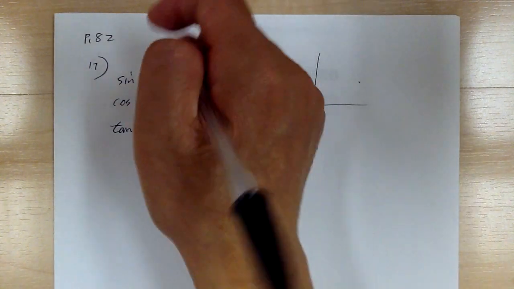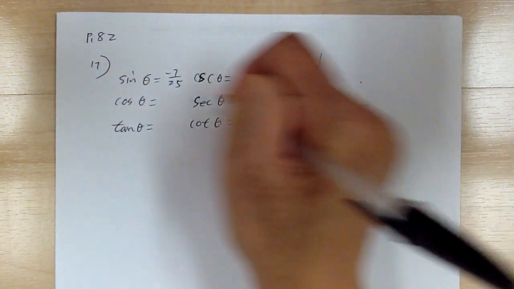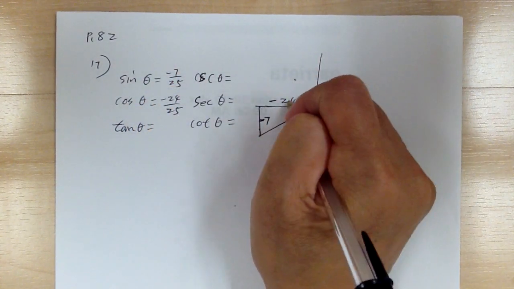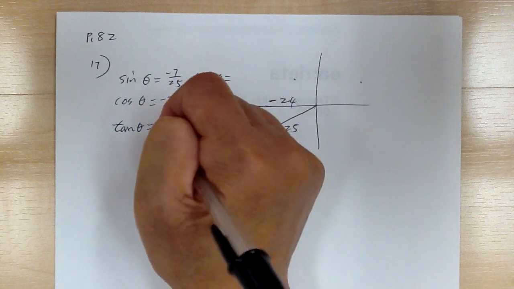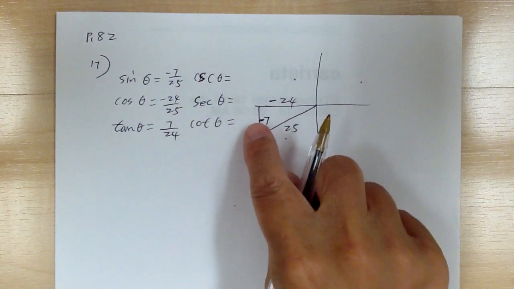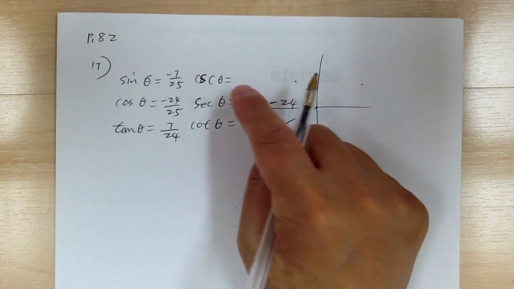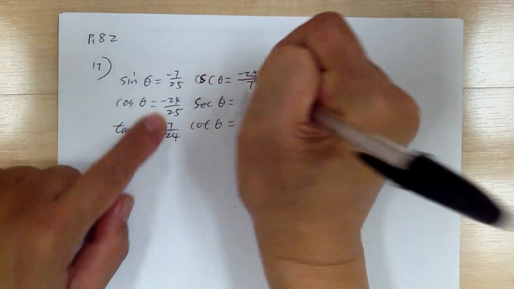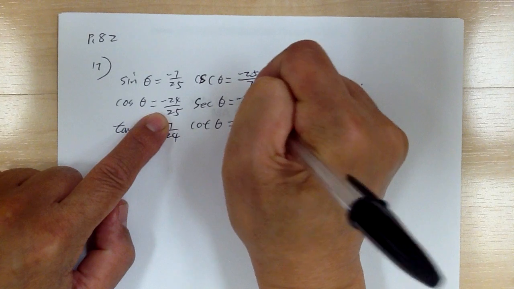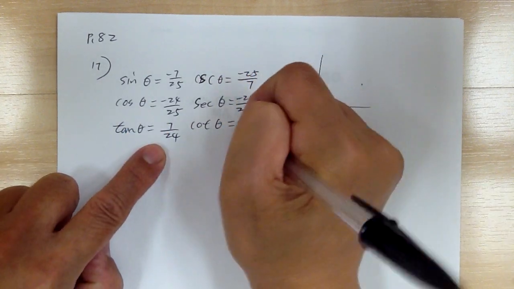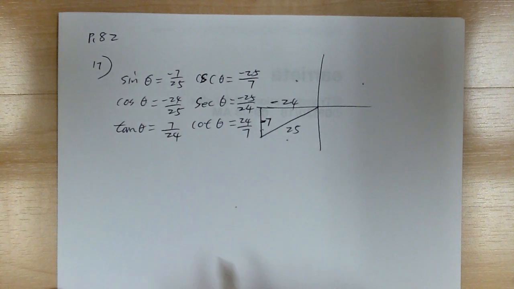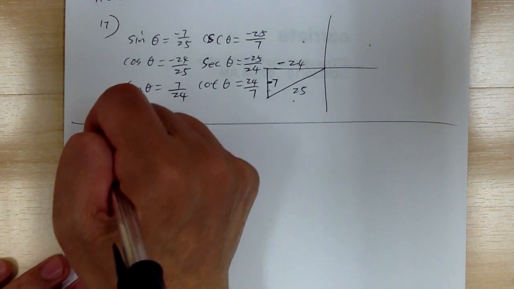So sine is -7 over 25, cosine is -24 over 25. Tangent is sine over cosine, so it would be this over that, so 7 over 24. The negatives just cancel out. Cosecant, you just flip it over, so it's -25 over 7. This one you flip over, giving you -25 over 24. This one you flip over, you get 24 over 7. And that's it for 17. Okay, let's go to 43.